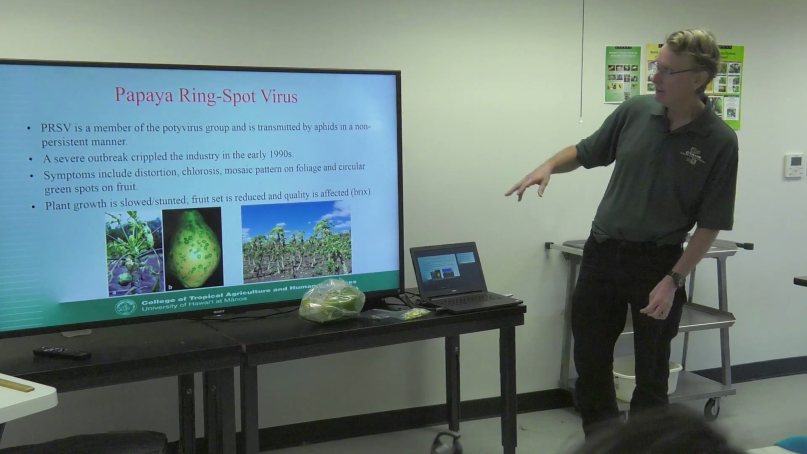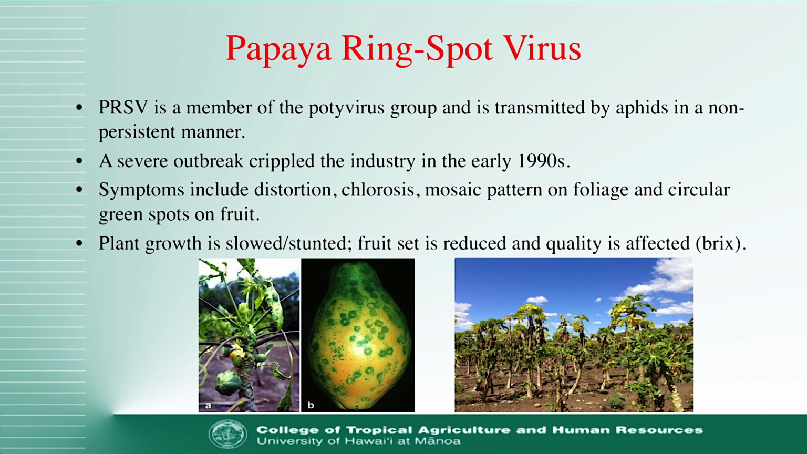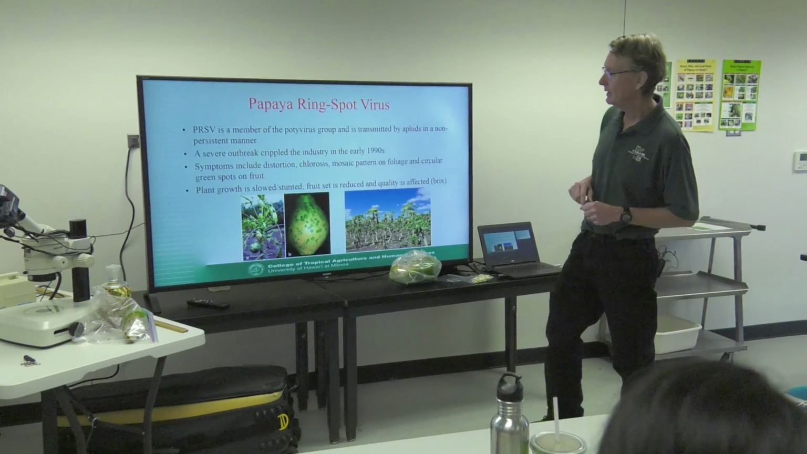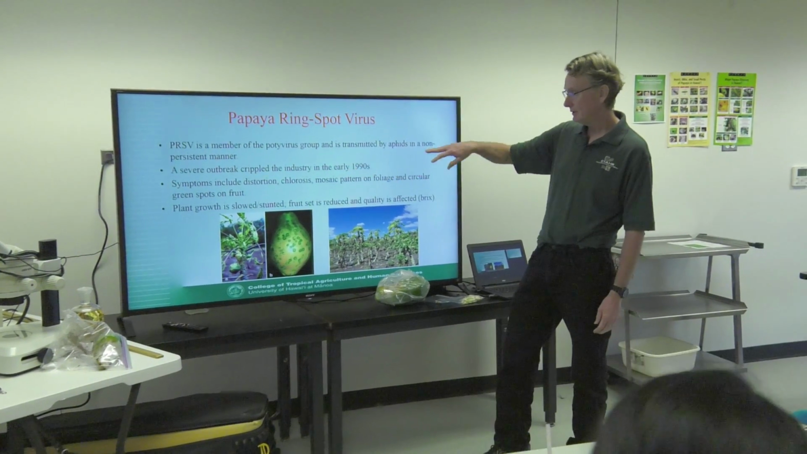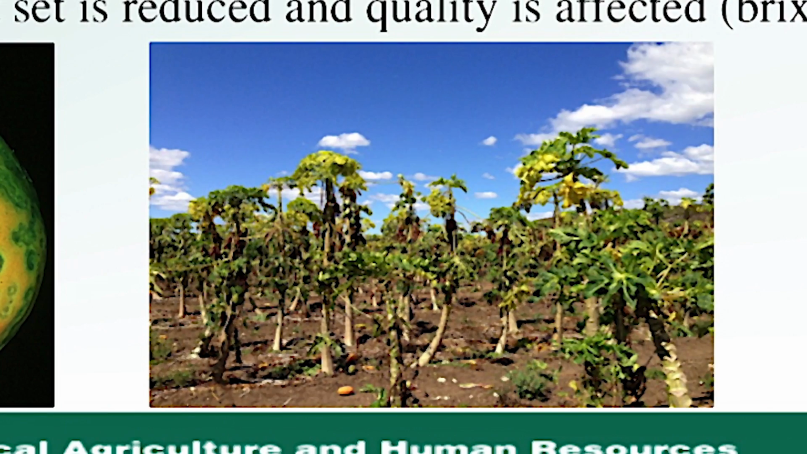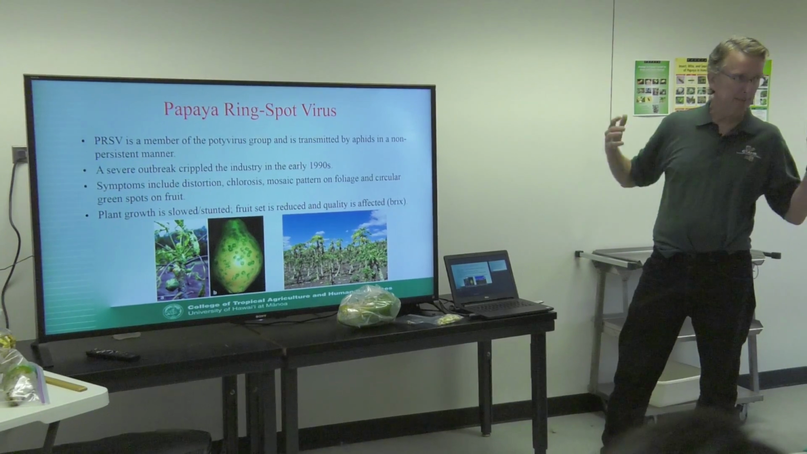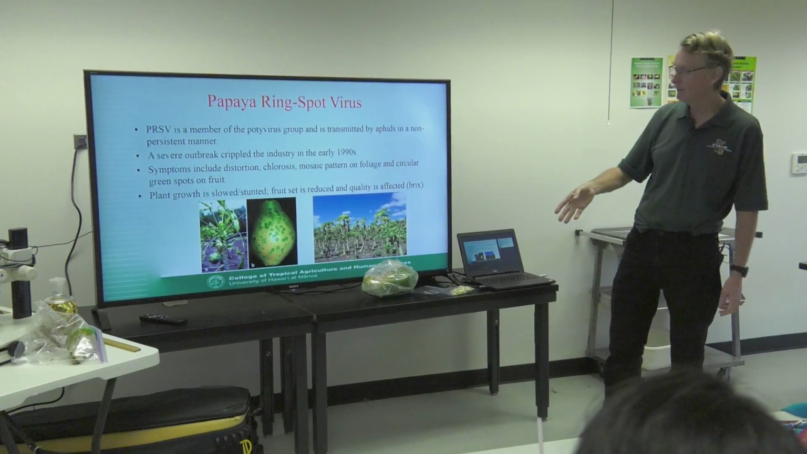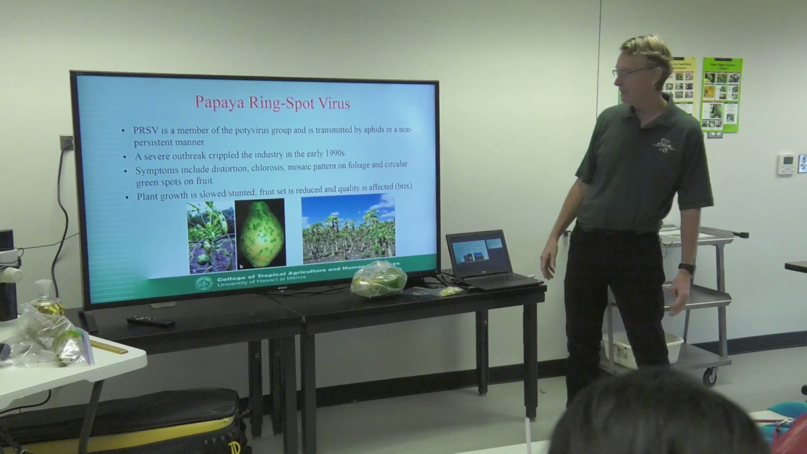And then finally, papaya ringspot virus. This virus is a member of the potyvirus group, which is transmitted by aphids, as we said earlier, in a non-persistent manner. We remember the importance of that now is that the aphids don't like papaya, so they simply spread the virus and move on. This was such a severe outbreak, it crippled the industry in the 90s. I can remember fields that looked like this. And so the whole industry moved to Hamakua. I don't know if anybody else remembers this, but they moved it out there to try and get away from the virus. Unfortunately, they grew their seedlings in Puna and brought it to Hamakua. So within a few years, they wiped out their Hamakua plantation as well.